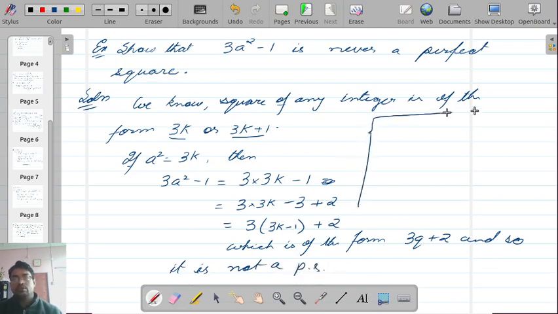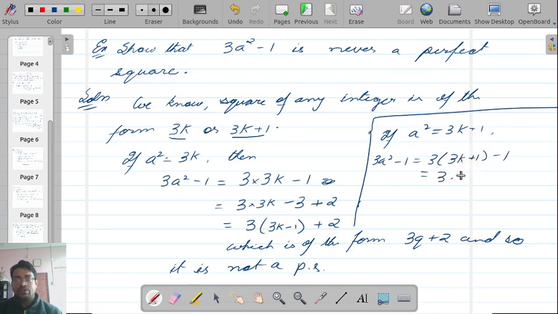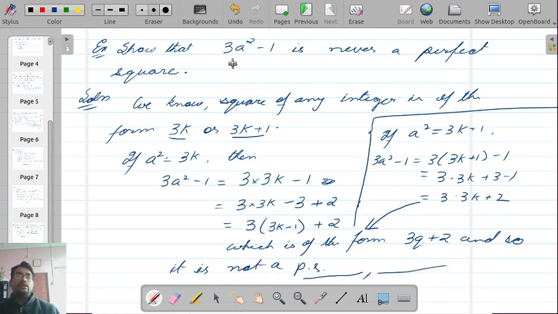So similarly, the other part I can do it here itself. If a square is of the type 3k plus 1, okay, then 3a square minus 1 will be like 3 into 3k plus 1 minus 1. So it's 3 into 3k plus 3 minus 1. So it's 3 into 3k plus 2. Okay, so again the same conclusion you can write, which is of the form 3q plus 2, and so it is not a perfect square. So any number of the form 3a square minus 1 is never a perfect square.